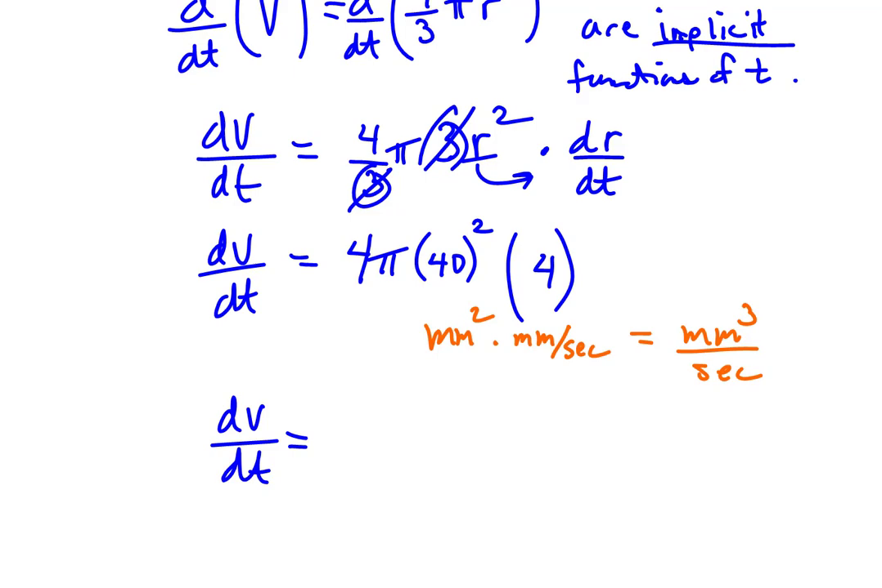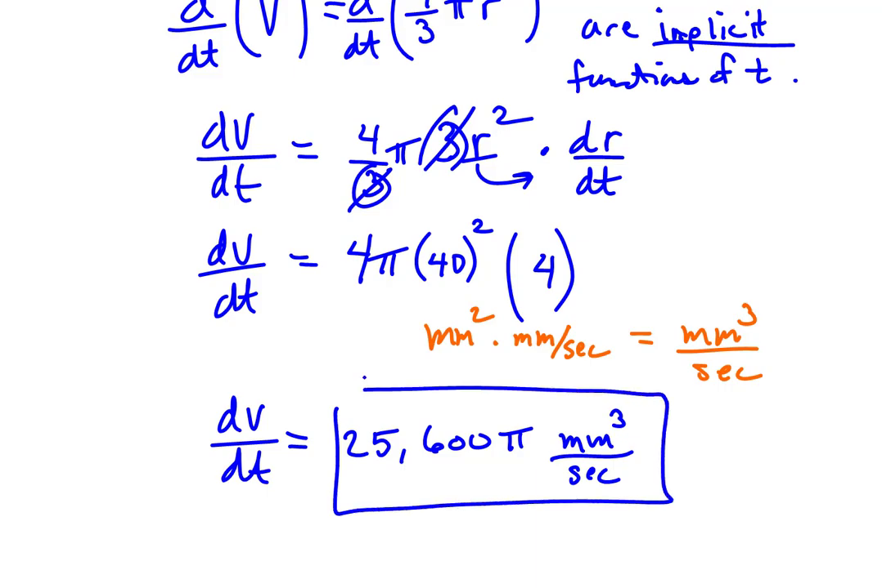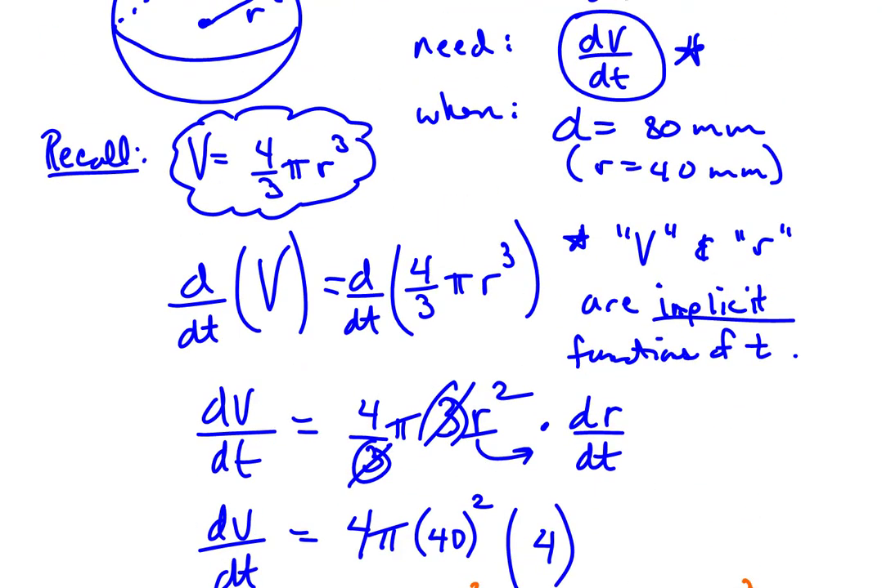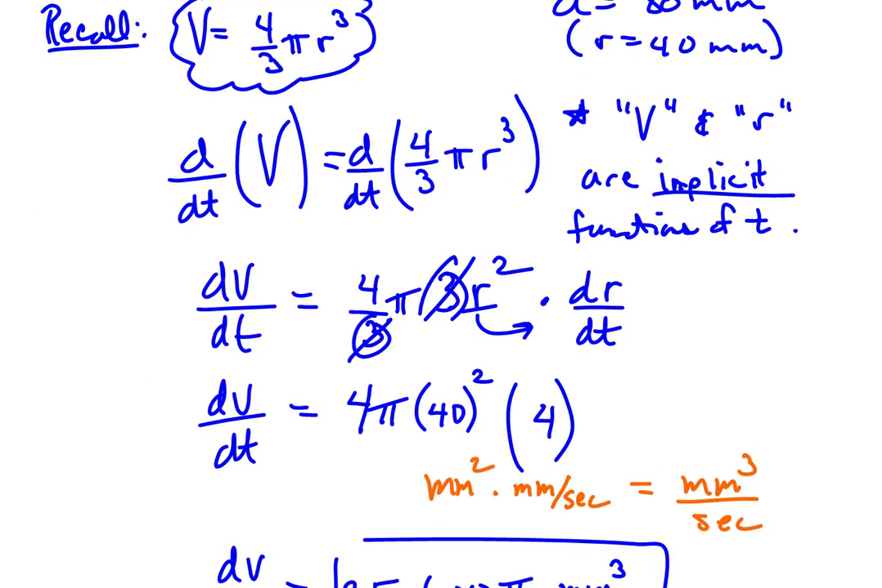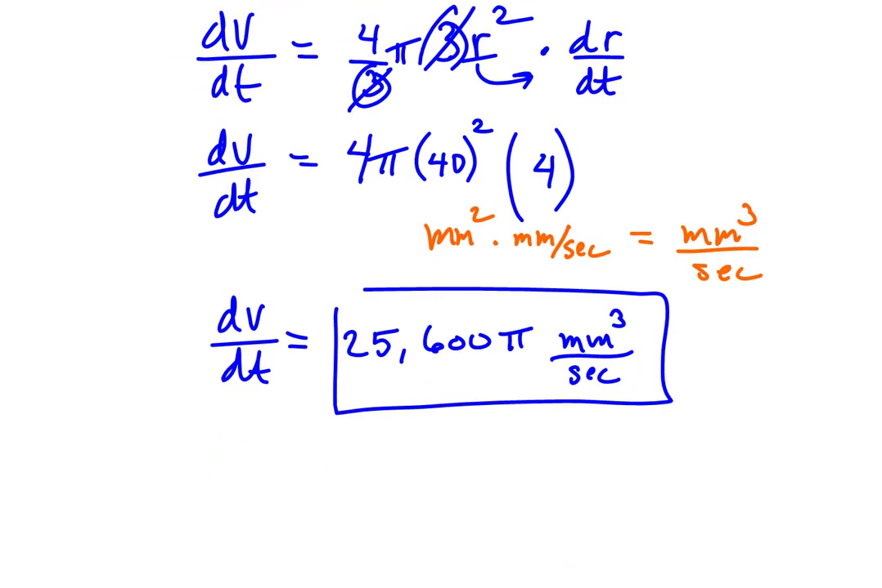So in this case, if you multiply 4 times 4, which is 16, times 40 squared, it should turn out to be 25,600, and then of course we'll throw the pi in there. So we'll say 25,600 pi millimeters cubed per second as our final result. Remember, we needed the dv dt. If we go back to the start to answer this question, that's exactly what we had just found.